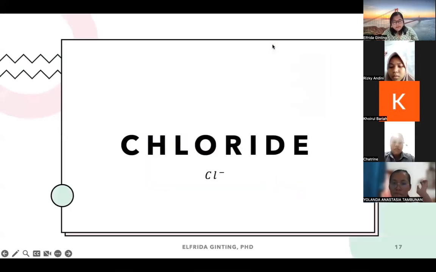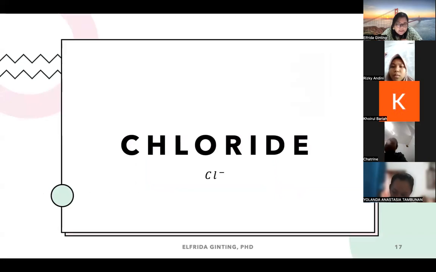So next, we will try to understand chloride. The first anion that we studied is thiocyanate. The second one is chloride.